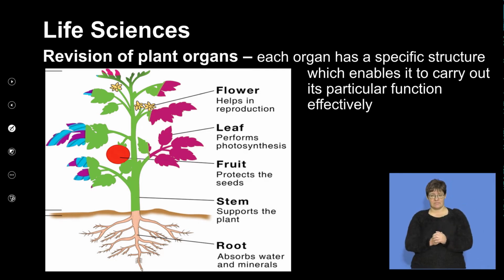Then, in a plant, we have got different organs, roots, stems, and leaves, and each one of those organs has a different role to carry out. And inside each one of those organs, they would have a certain arrangement of tissues depending on the function of that particular part. So what we're going to look at now is the structure of the roots, stems, and leaves. And remember, it's linked to the function that they have.